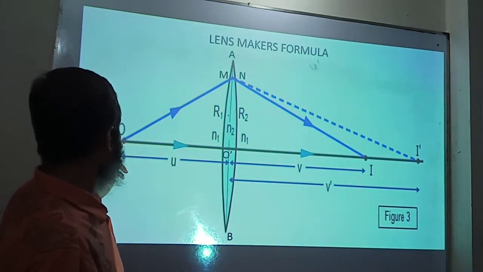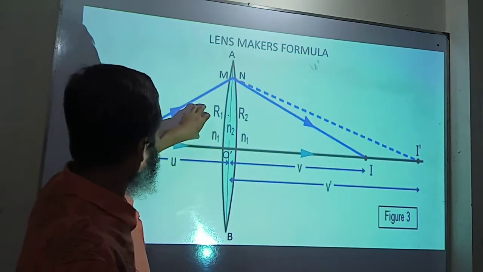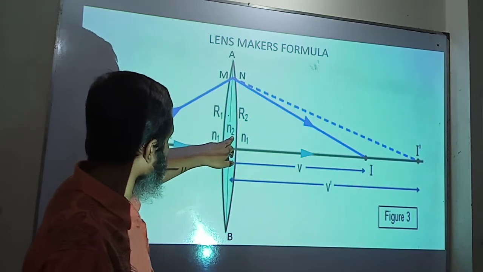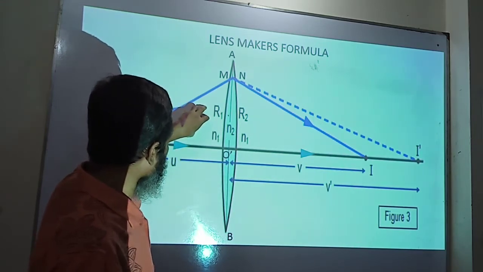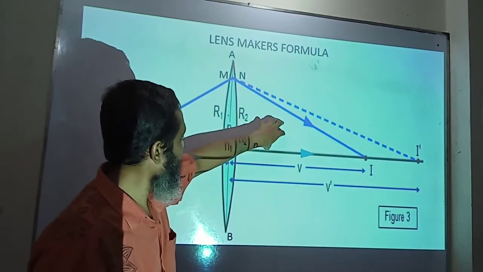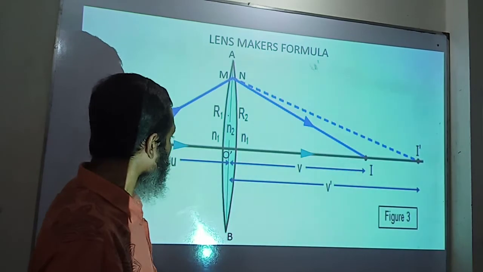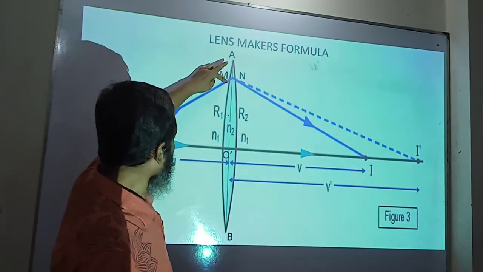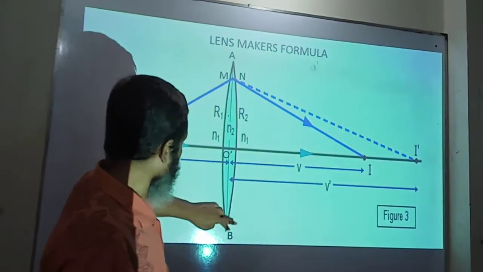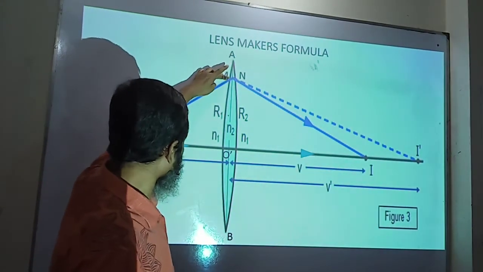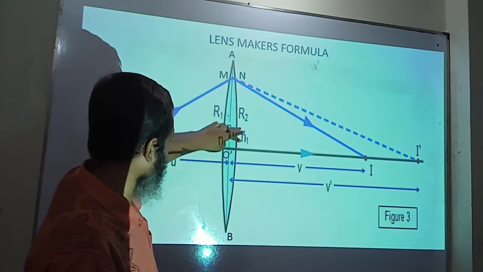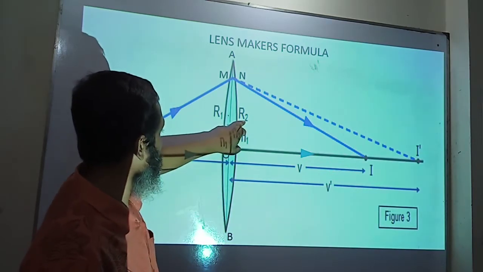Here O is the object, and the refractive index of the material of the lens is n2, and here the medium whose refractive index is n1, here also n1, that means the same medium on both sides of the lens. AMB is the first refracting surface, and ANB is the second refracting surface. The radius of curvature of the first refracting surface is R1, and the radius of curvature of the second refracting surface is R2.